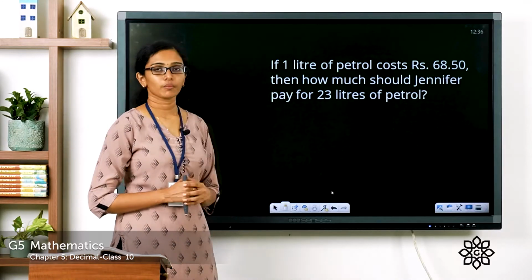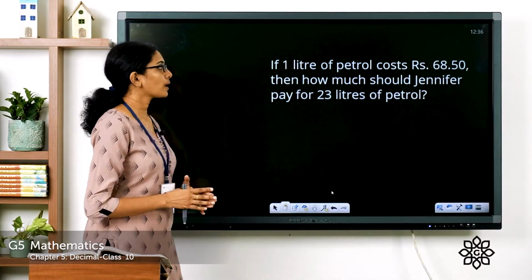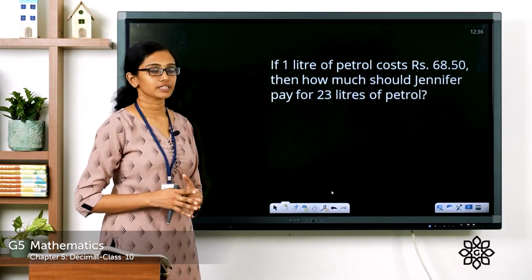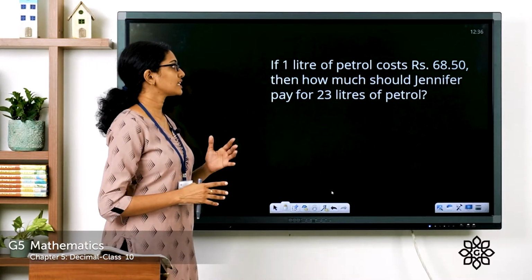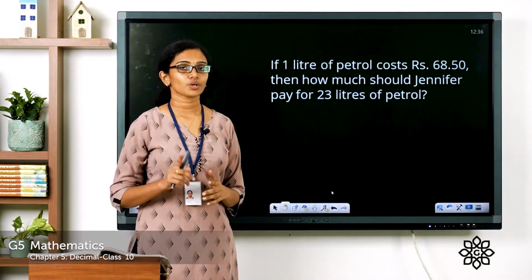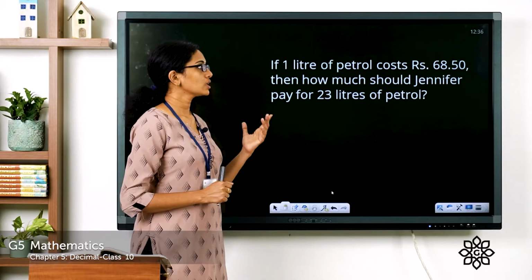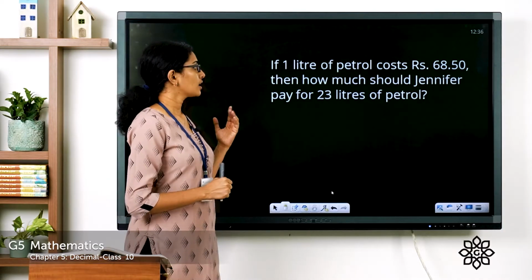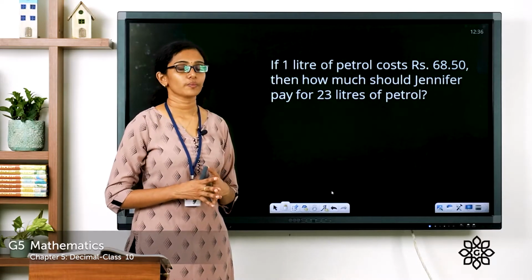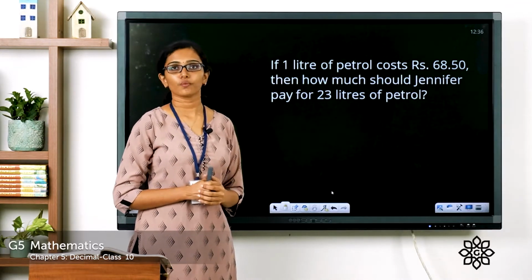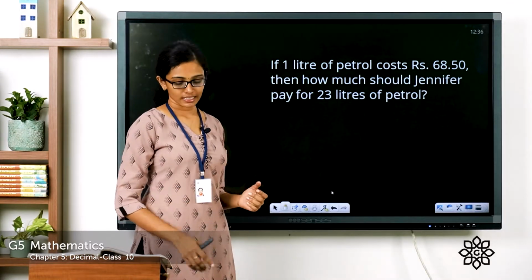Now, let's see one more question. If 1 liter of petrol costs rupees 68.50, then how much should Jennifer pay for 23 liters of petrol? So, what is the cost of 1 liter of petrol? It is rupees 68.50. And what is the cost of 23 liters of petrol in that case? It would be 23 times the cost of 1 liter of petrol, right? So, let's see the steps.